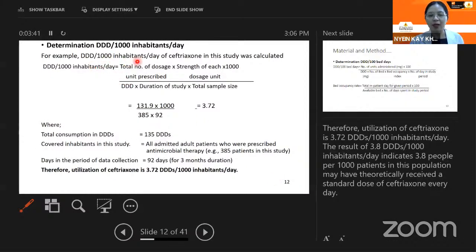DDD per 1000 inhabitants per day of ceftriaxone in this study was calculated by the following formula. DDD per 1000 inhabitants per day equals total number of dose units prescribed times strength of each dose unit times 1000, divided by DDD times duration of study times total sample size. After calculation, utilization of ceftriaxone is 3.72 DDD per 1000 inhabitants per day.